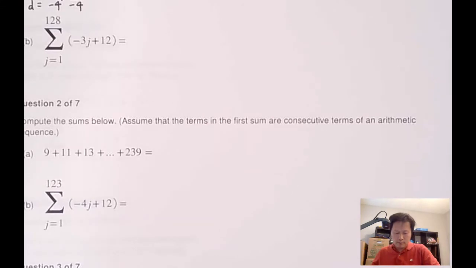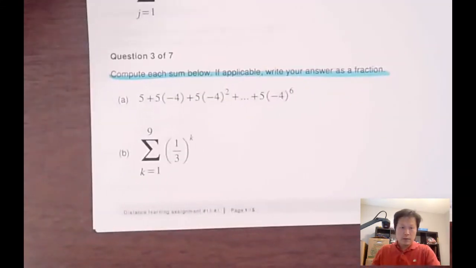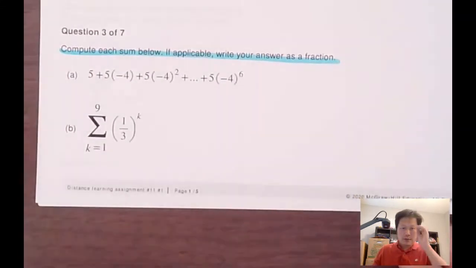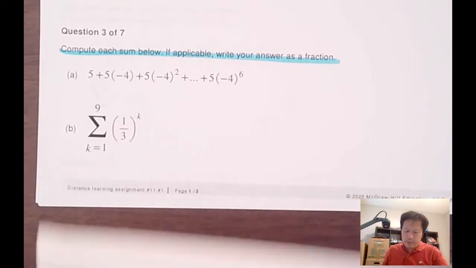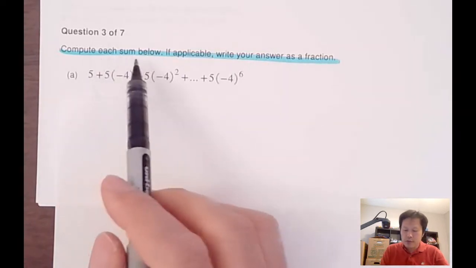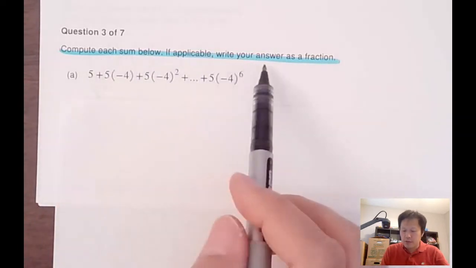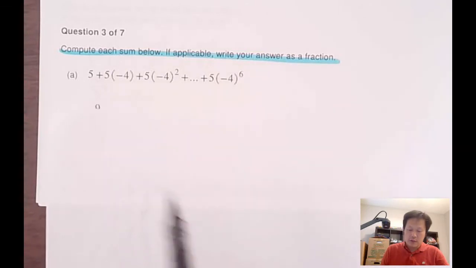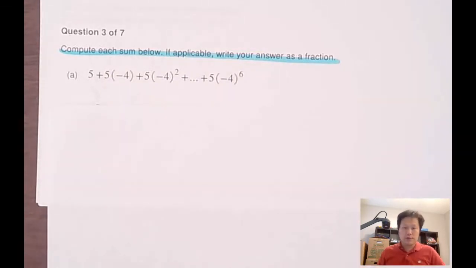Okay, next example. This is a review from the last instruction. Compute each sum below. If applicable, write your answer as a fraction. So first thing, in this question, we did not tell you whether it's arithmetic or geometric, so you have to decide.